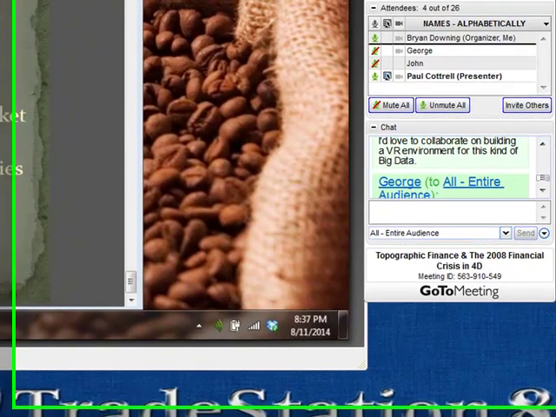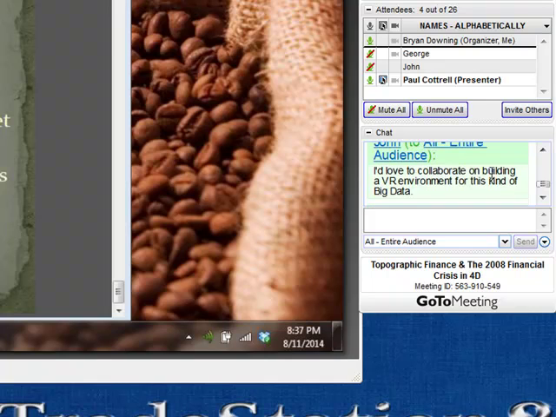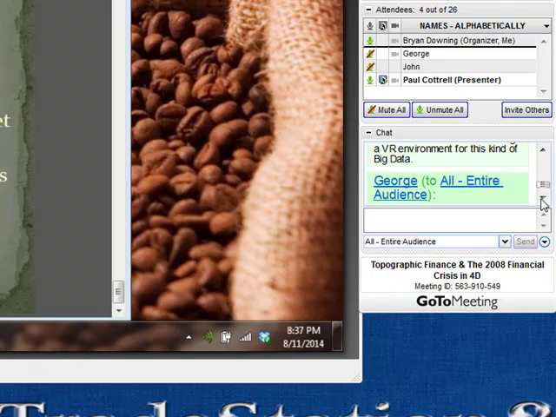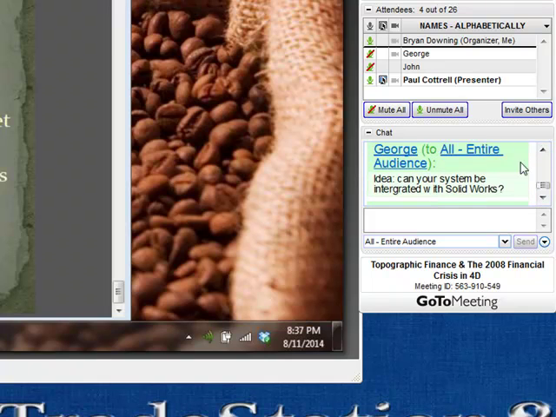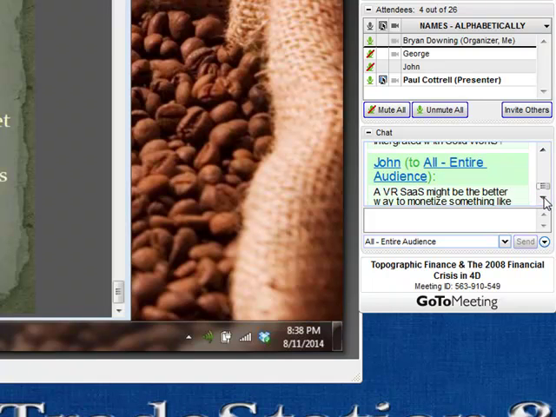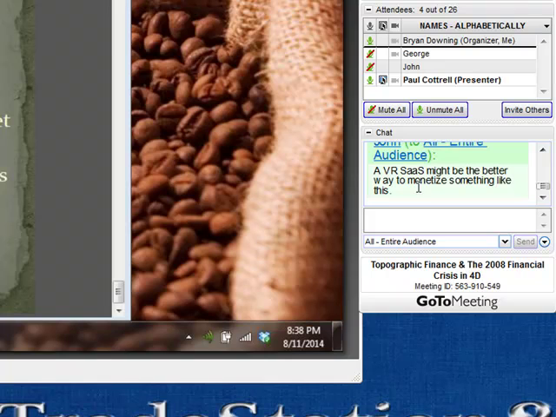Anybody? Hold on. I just want to point out that John says he'd love to collaborate on building a VR environment for this kind of big data. Another comment came in: can your system be integrated with SolidWorks? And a VR software as a service might be the better way to monetize something like this.